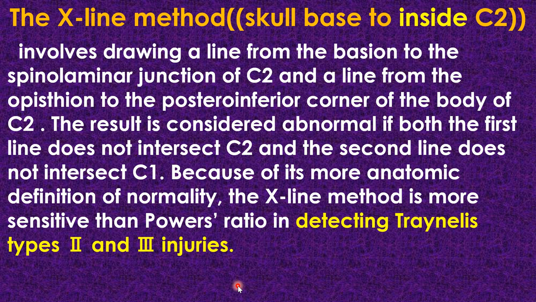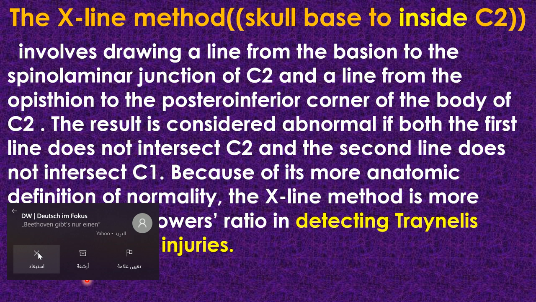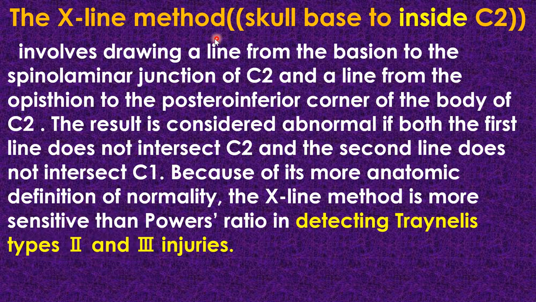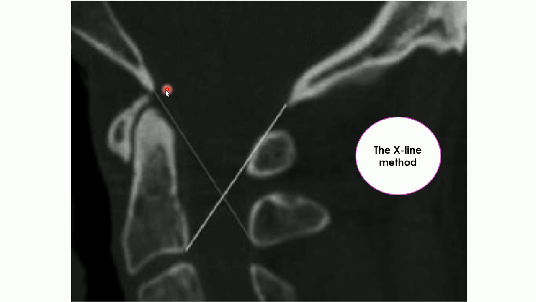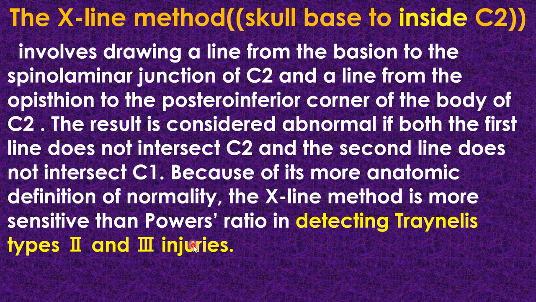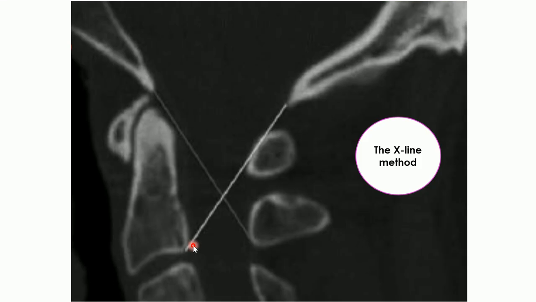Here is the X-line method. It's the next method after the Powers ratio, and it works the same way. It measures from the skull base to the inside of C2, and it involves a line, as you can see, from the basion to the lowermost part of the inside of C2 posteriorly, and from the opisthion to the innermost part of the posterior aspect of the C2 body also. It is useful in detecting type 2 and type 3.